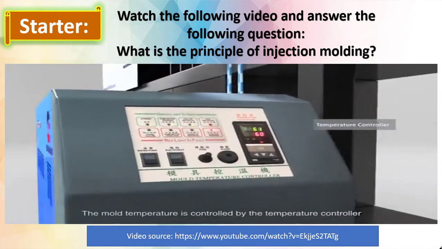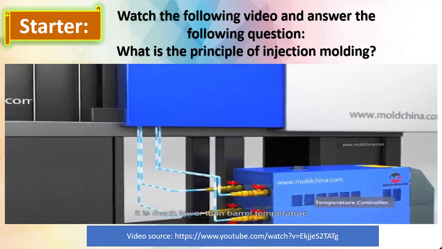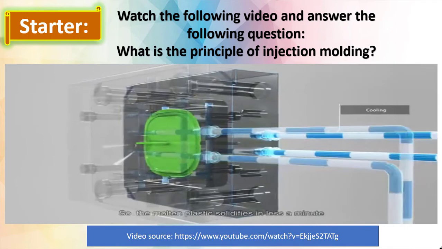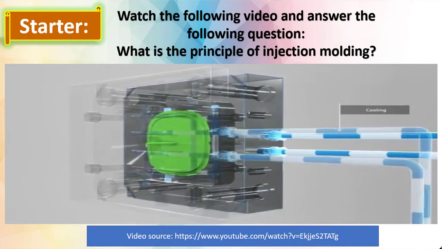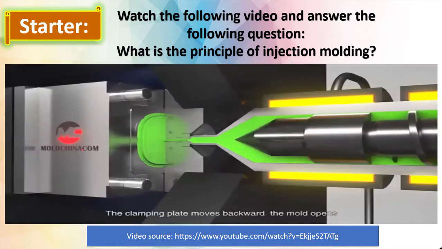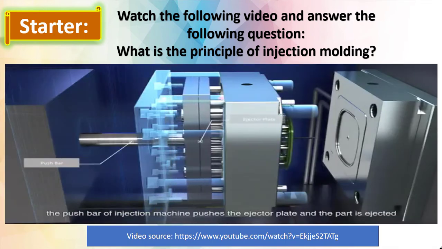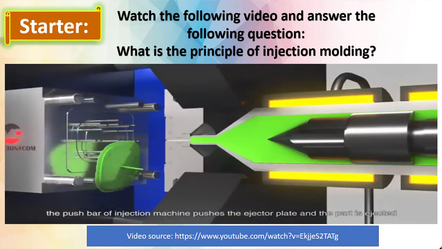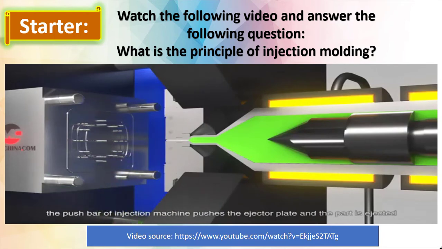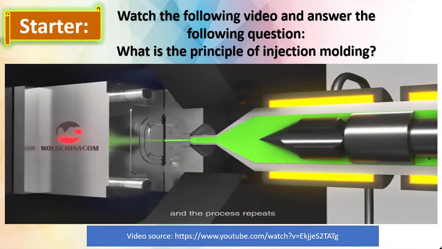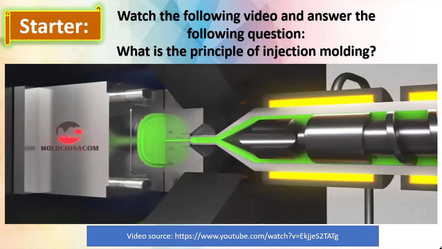The mold temperature is controlled by the temperature controller. It is much lower than barrel temperature, so the molten plastic solidifies in less than a minute. The clamping plate moves backward. The mold opens. The push bar of injection machine pushes the ejector plate and the part is ejected. After that, the mold closes and the process repeats.